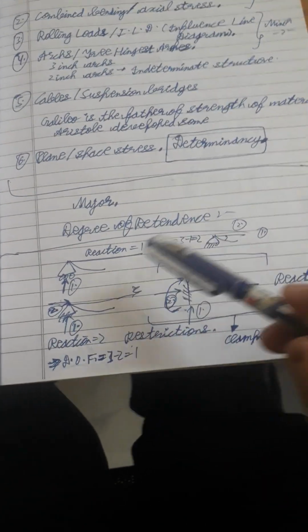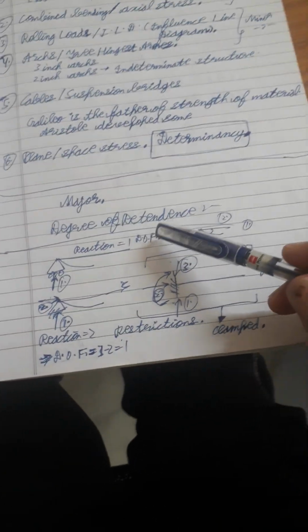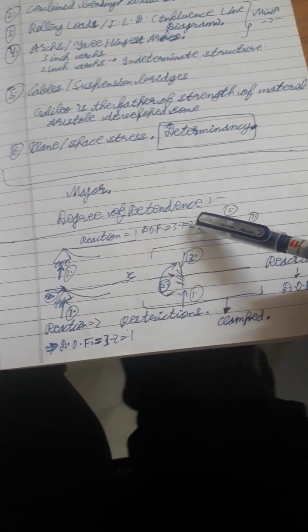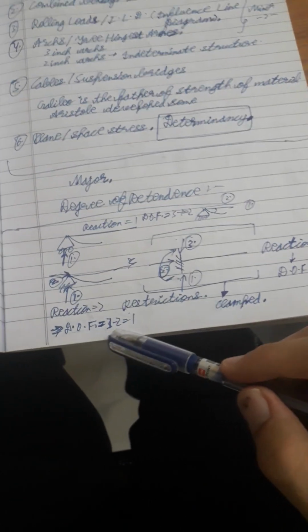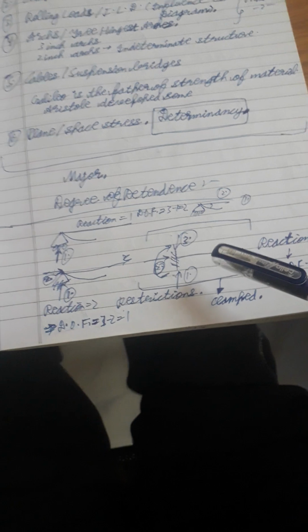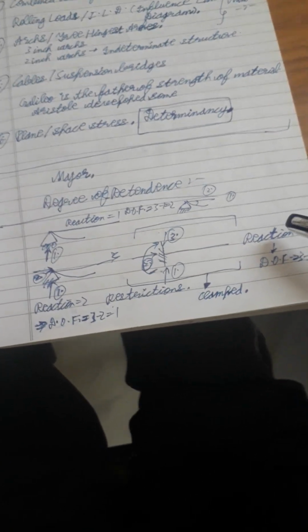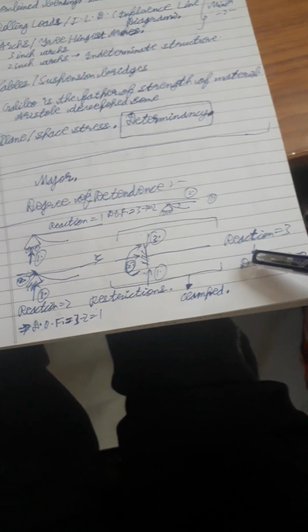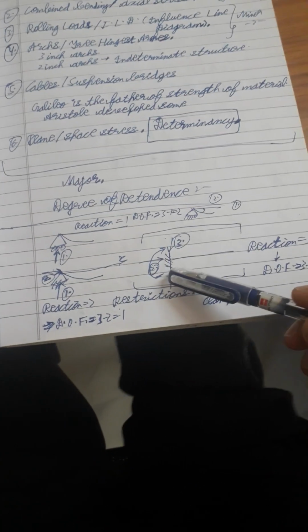Degree of redundancy: if reaction is equal to 1, this one reaction, then degree of freedom is equal to 3 minus 1 is equal to 2. If reaction is equal to 2, then degree of freedom is equal to 3 minus 2 is equal to 1. If reaction is equal to 3, then degree of freedom is equal to 3 minus 3 is equal to 0. Restrictions clamped.